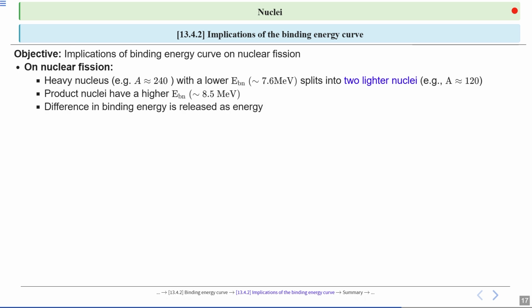The difference in the binding energy between the original heavy nucleus and the lighter nuclei is released as energy. This is a direct application of the conversion of energy. What's lost in the nuclear binding energy is gained as kinetic energy of the fragments and as radiations.